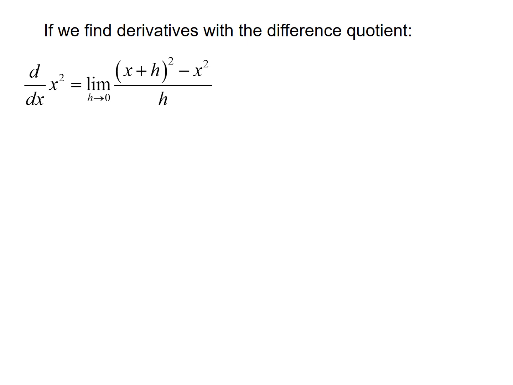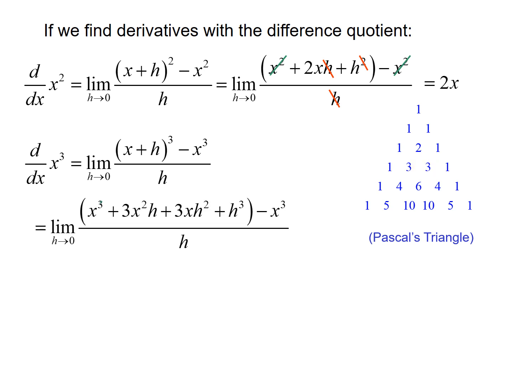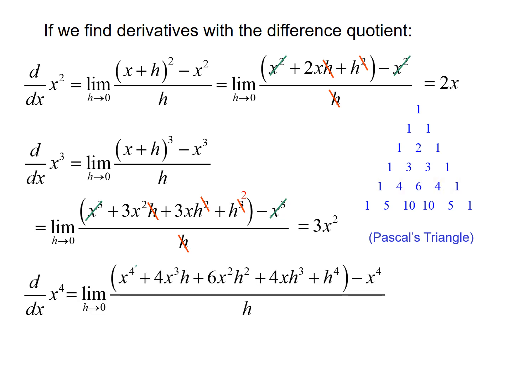Okay, so we found the derivative before of x squared. We can use the limit of the difference quotient, simplify it down, and we end up with 2x. We could take the derivative of x cubed in the same way. If you remember back to Pascal's triangle, you can use that to help yourself when expanding polynomials of higher degree. And we can cancel, and we end up with 3x squared. If we take the derivative of x to the fourth, we can use Pascal's triangle again, and we get 4x cubed.